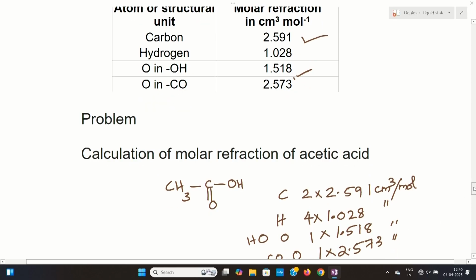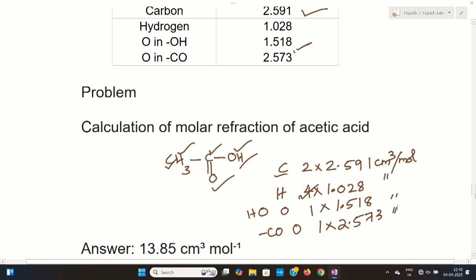Here we have 4 hydrogens, correct. Then we have 2 carbons, correct. Then we have 1 OH, correct. Then we have 1 COO, that is correct. Then when we multiply these, we will get one answer. Here also we multiply and get one answer. Here the same 1.518, here also 2.573.